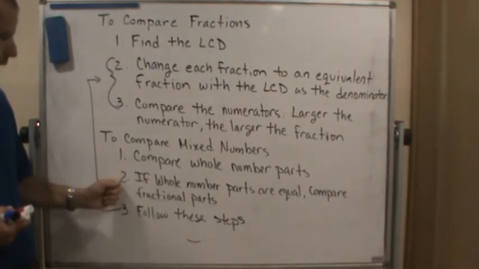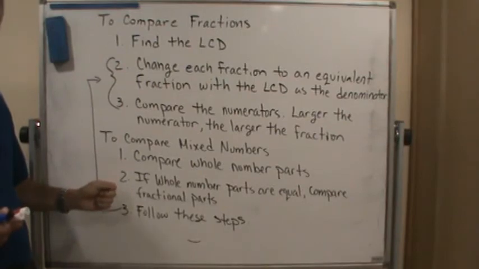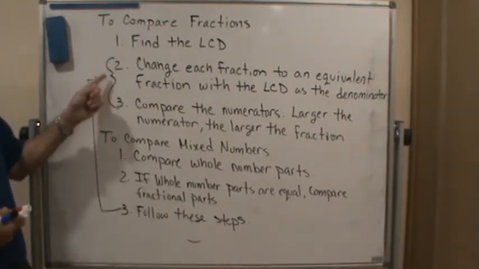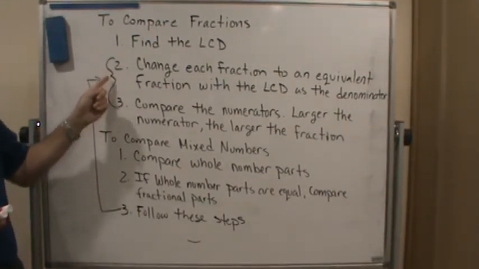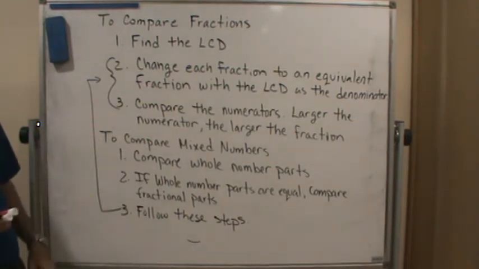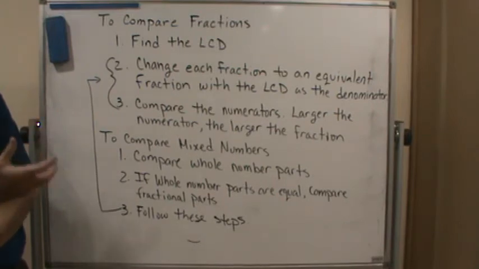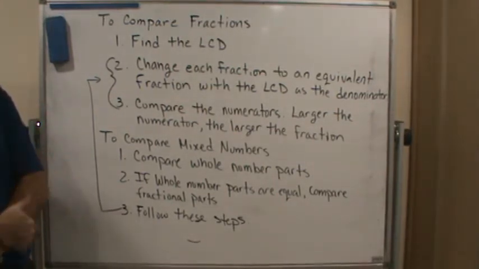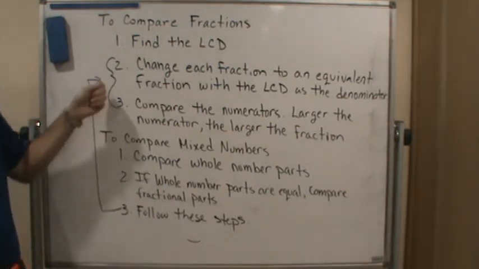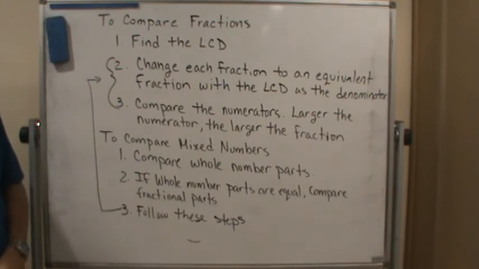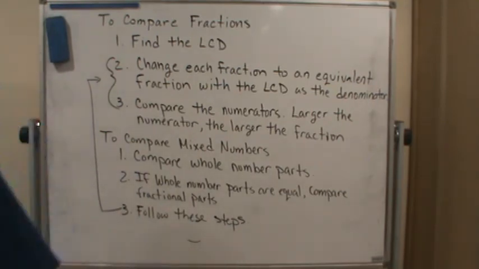If the whole numbers are the same, then you have to compare the fractional part, and then you're back to steps 2 and 3 up here. So that's how you compare mixed numbers. Compare the whole number part first, and then if the whole number part is the same, then compare the fractional parts using what we did up here. And that's it. So let's do some examples.